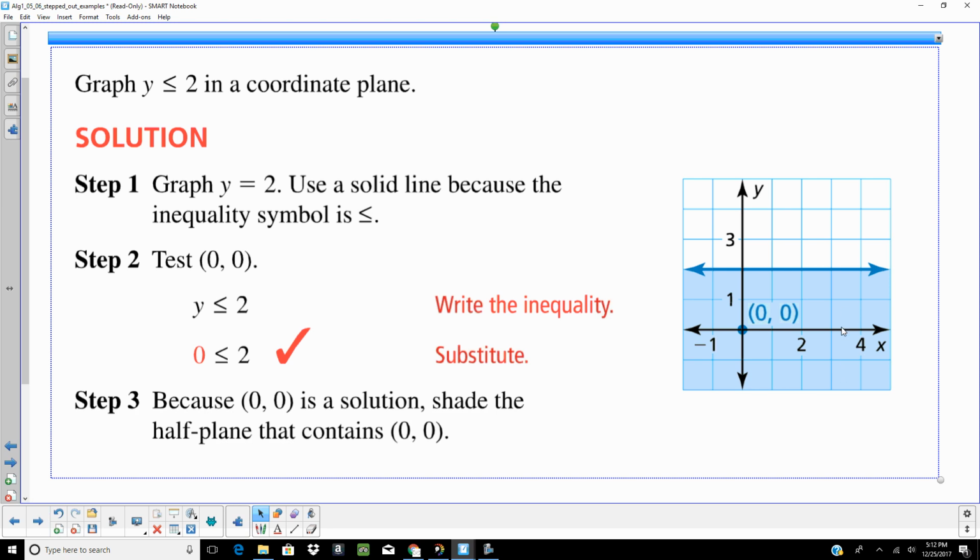So that means that anything shaded is a solution. So this point right here of 3, 0, that's a solution. 3, 1, that's a solution. -1, -1, that's a solution. 3, 4, that would not be a solution.